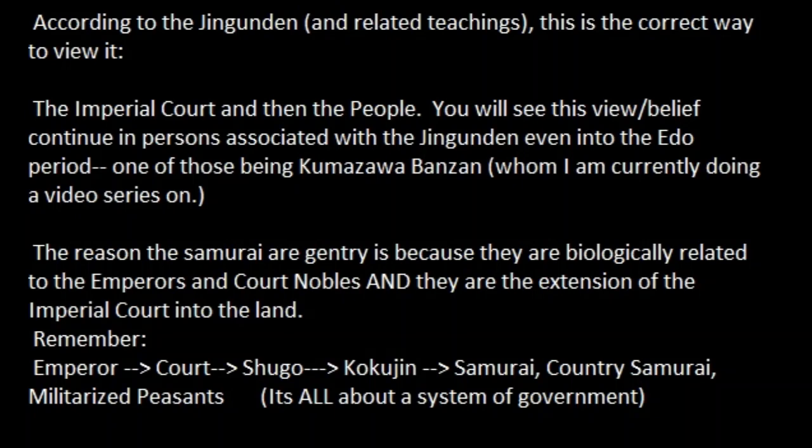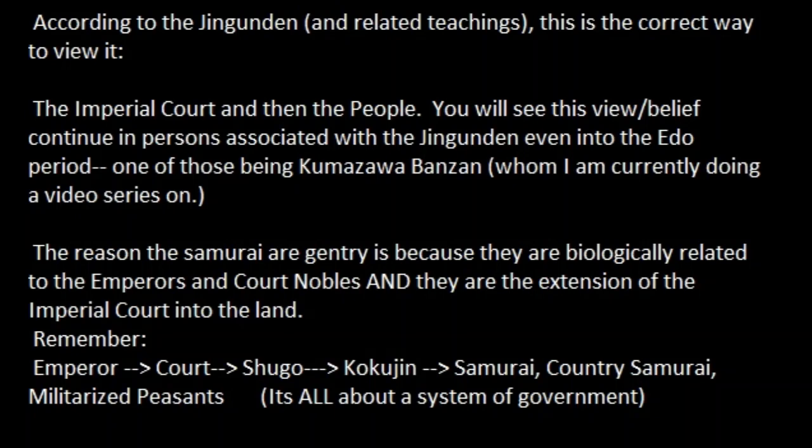So you've got the emperor, and the emperor gives rise to the court, gives rise to provincial governors, the provincial governors give rise to the local government, the kokujin, the local leaders. The local leaders have their retainers, and then their retainers sometimes are full-blown military with genealogies. Sometimes they're country samurai, aka they are commoners who are knighted because they need to have more samurai in that area. And then you also have militarized peasants. It's all about a system of government. It is literally just that simple.